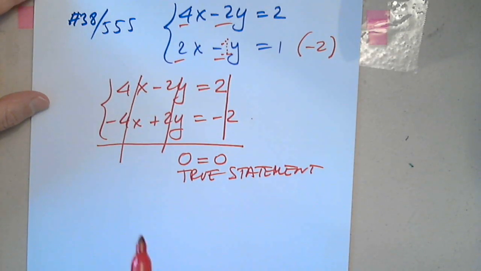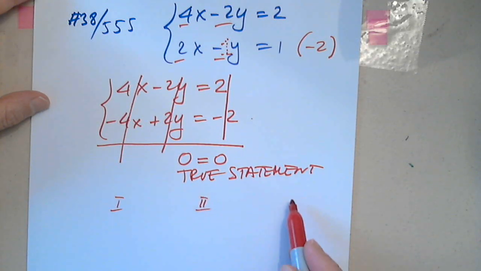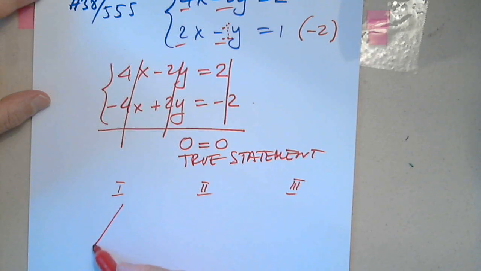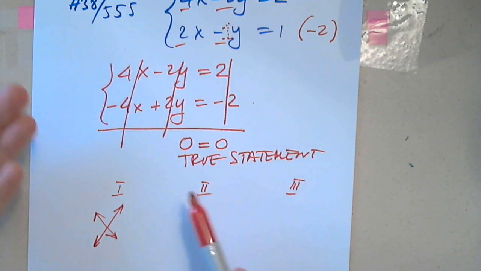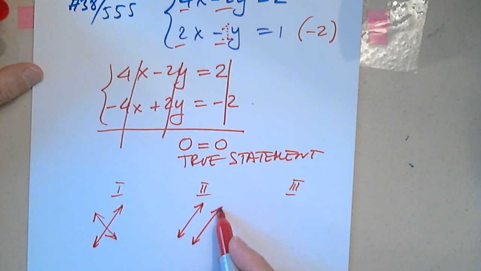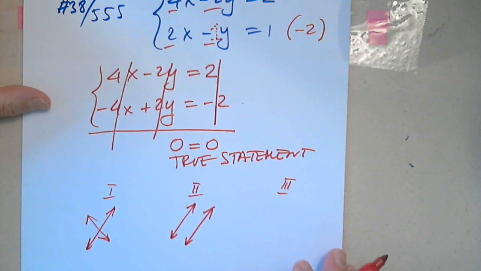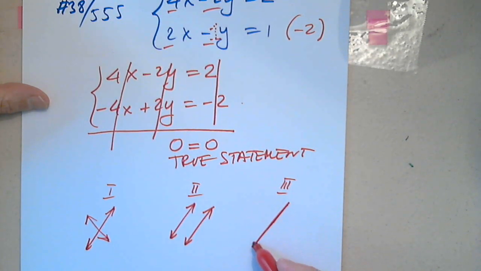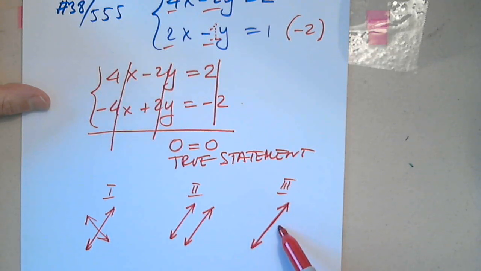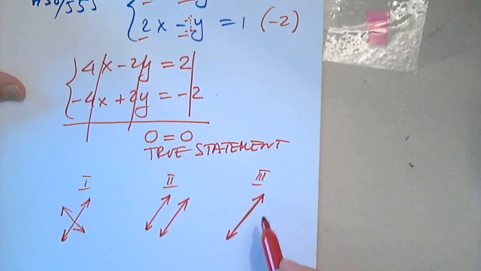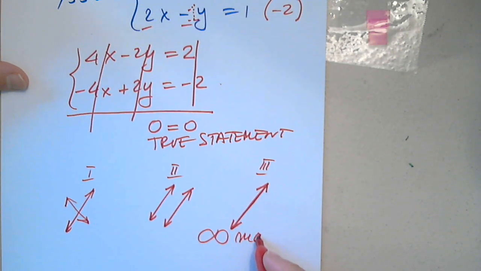So the question is, which of those three situations have we encountered here? Is it one with a unique solution? No, because I didn't get x and y. Is it the other one in which the system has no solutions? No, because I got a true statement. So it must be this one, in which both lines are identical, and there are infinitely many solutions.